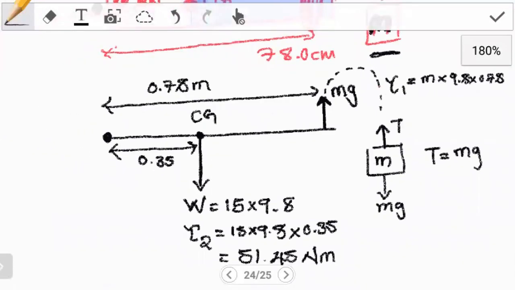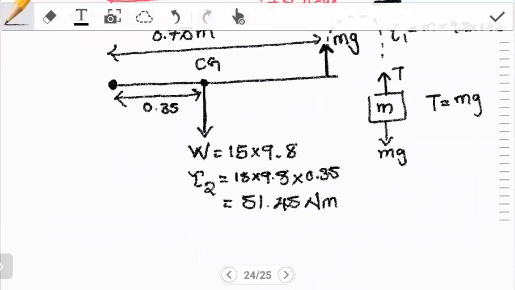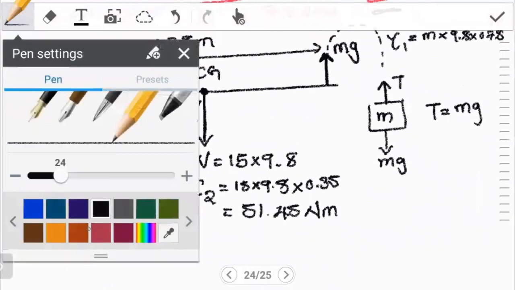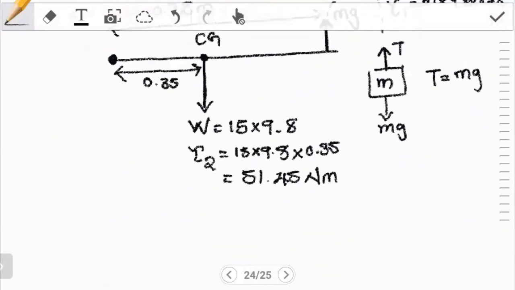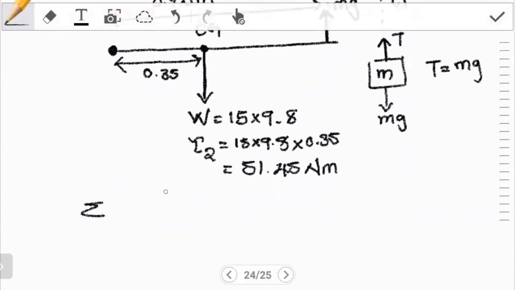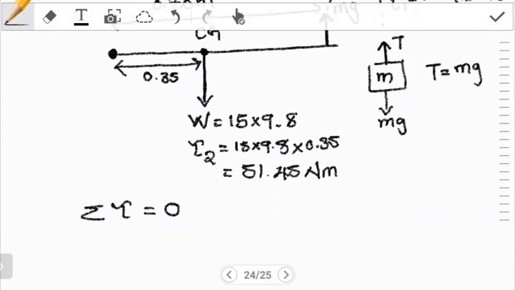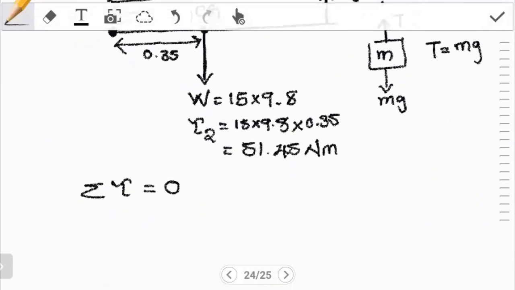So now from here, what we have to observe is the formula we're going to use. Since this is an equilibrium, the sum of the torques must be equal to 0. So now, which ones are the torques we're working with? We have torque 1 and torque 2. If we add torque 1 and torque 2, they should give us 0.